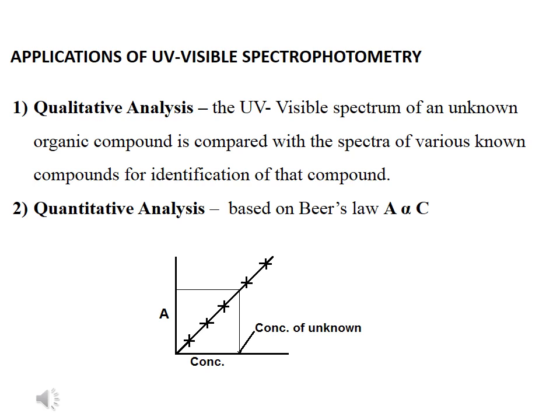Second is quantitative analysis. As already explained, with the help of Beer's law, when we draw the graph between absorbance and concentration, a straight line graph is obtained, and with the help of this straight line graph, the concentration of unknown solution can be obtained.